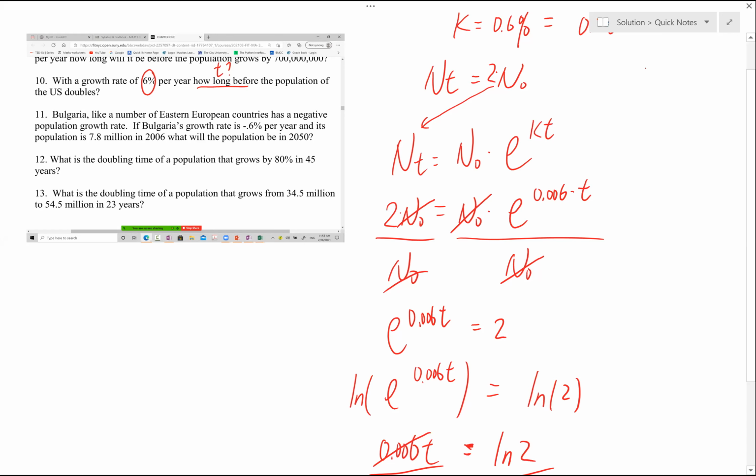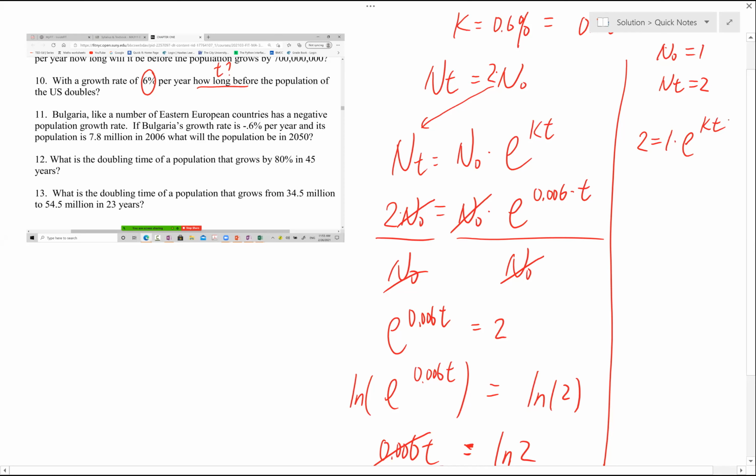Yeah, you could do that. I'm going to quickly show you. You can assume n0 equal to 1. Right? You can make the assumption n0 equal to 1. Then nt must be 2, right? So instead of writing nt and n0, you can just write 2 equal to 1 times e to the kt.